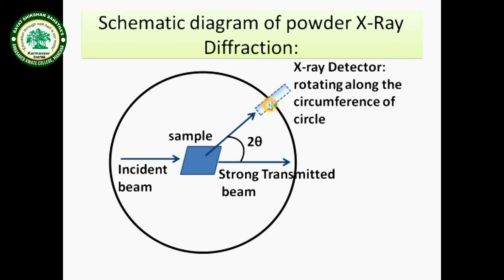This detector is changing its position along the circumference of the circle. As a result of that, the X-ray detector will count the amount of light received, and that is a function of angle 2 theta over here. So there will be different directions for different atomic planes as suggested by Bragg pair.